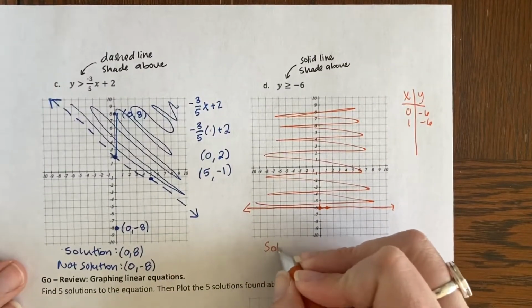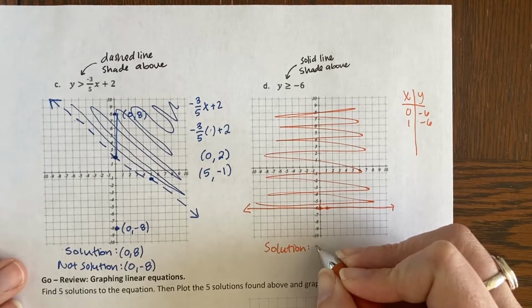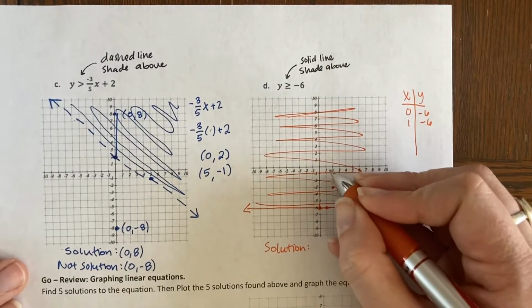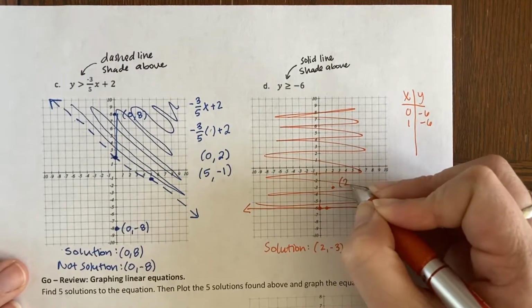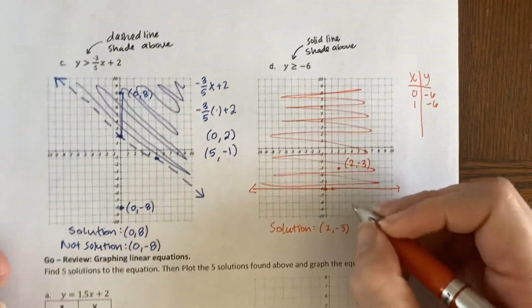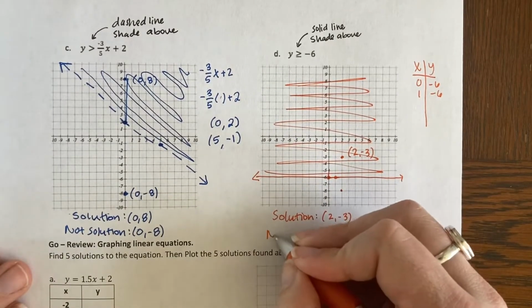For my solution, I'm gonna say this point right here, +2 down 3. And for a non-solution, I'll say +2 down 8.